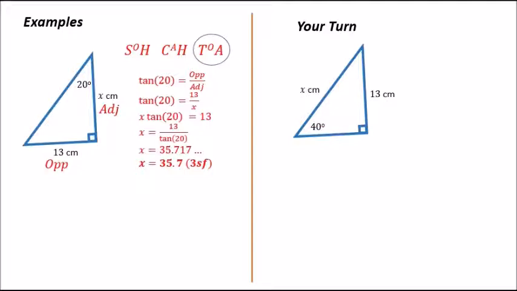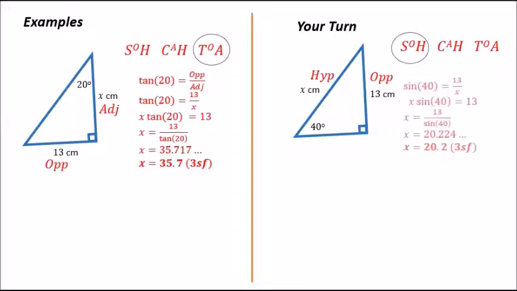Now you've had a chance to have a turn, let's go through it. So I'm going to write out SOHCAHTOA. Then I'm going to label my sides, so I have my opposite and my hypotenuse, so therefore I'm going to use sine. If I use sine, I end up with sine 40 is equal to 13 over x. I then multiply both sides of my equation by x to get x sine 40 equals 13, and then I can divide both sides of my equation by sine 40 to get x is equal to 20.224, or 20.2 to three significant figures.